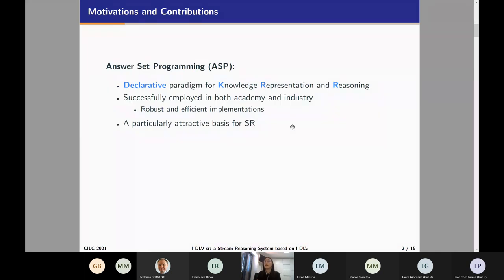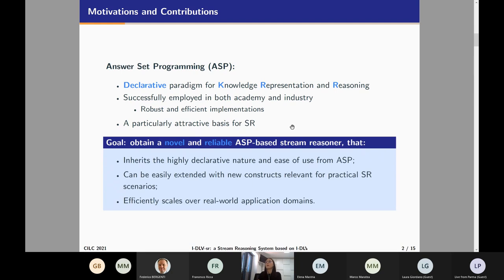Recently, answer set programming gained attention as a basis for stream reasoning. This is because it allows one to define complex computational problems. And moreover, thanks to the presence of efficient ASP implementations, it can be used in real-world contexts. So we want to obtain a novel and reliable stream reasoner that inherits the strengths of ASP, such as its declarative nature and its ease of use, that can be easily extended with new constructs that are relevant for the stream reasoning scenario, and that can be efficiently used during real-world applications.